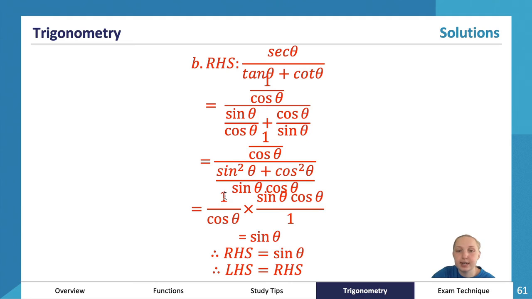So we'll end up with 1 on cos theta times sine theta cos theta on 1 equals sine theta. So therefore the right-hand side equals sine theta, and the left-hand side is equal to the right-hand side. And then that is all we need to do for that.